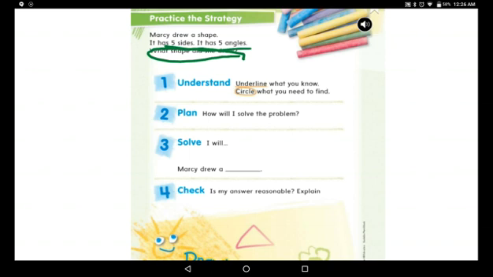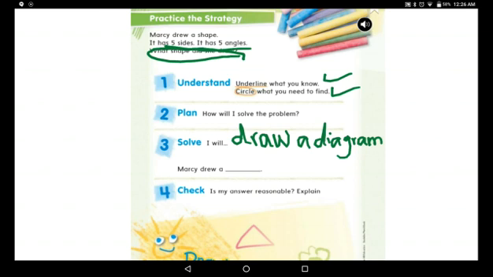Let's think a little bit. We underlined the things we know, and we circled the thing that we need to find. Now we will plan it. How will I solve the problem? I will draw a diagram. This is the strategy I'm going to use this time. Now let's draw the diagram.